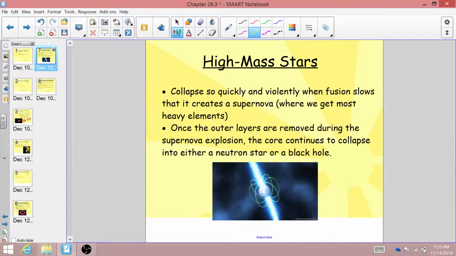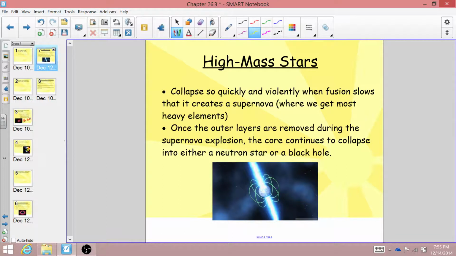Now, these high mass stars, because they're burning through their fuel so quickly, can't actually overcome the pull of their own gravity, and they collapse so quickly and violently that when this collapse happens, it creates a supernova. And a supernova is a giant explosion. So a supernova is an explosion so violent that the dying star becomes more brilliant than the entire galaxy. It lets off so much heat and light all in one go that we get all of our heavy elements like gold and silver and palladium from these gigantic explosions.